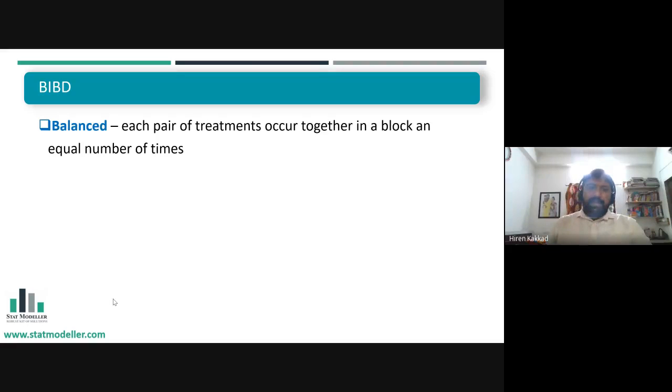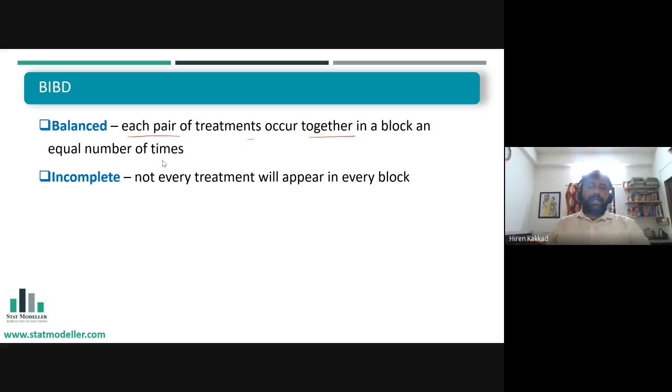So what do we mean by balance? Each pair of treatments occurs together in a block an equal number of times. So that is the balanced part of it. The second thing is incomplete. Not every treatment will appear in every block, because that is why we went to this BIBD. Otherwise we could have used this RBD.